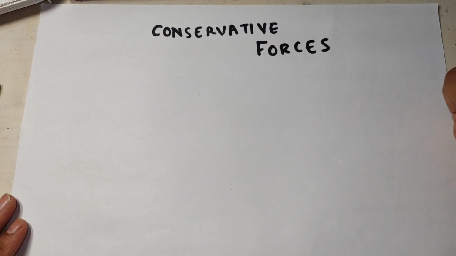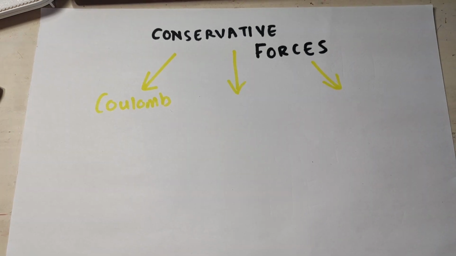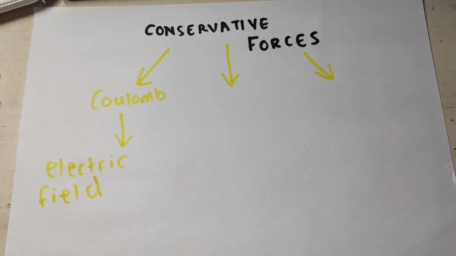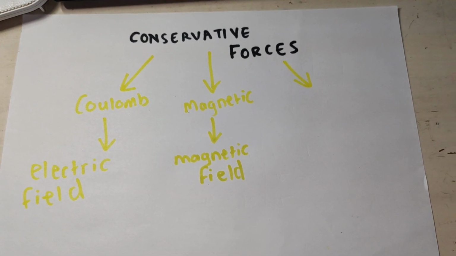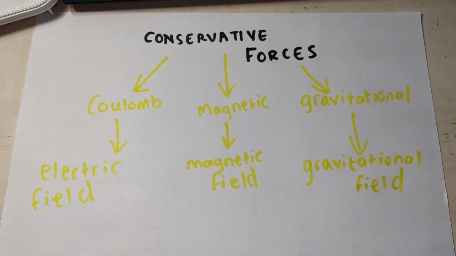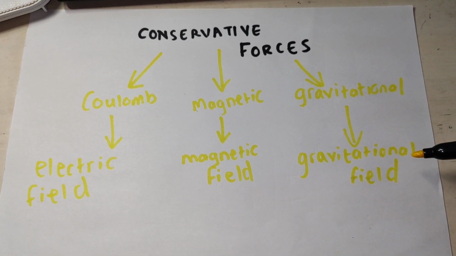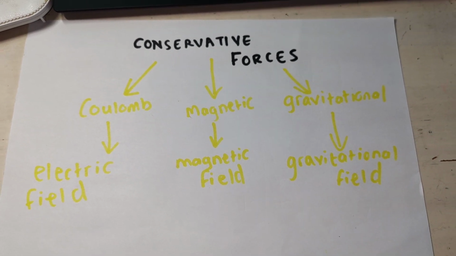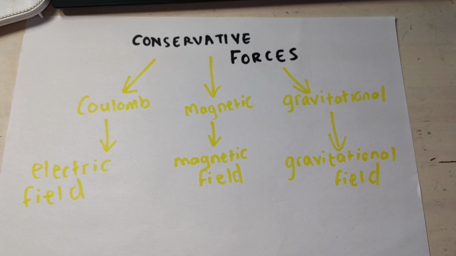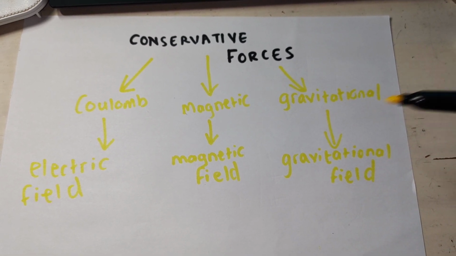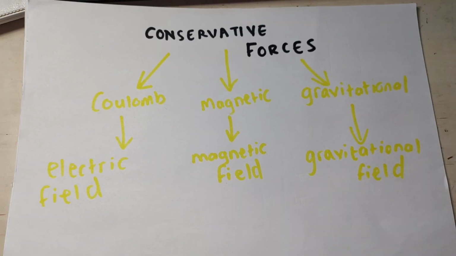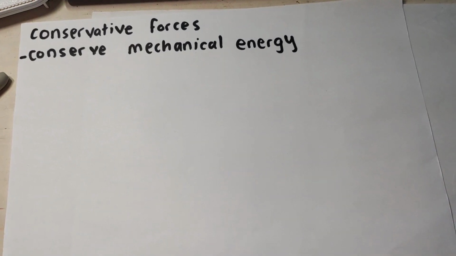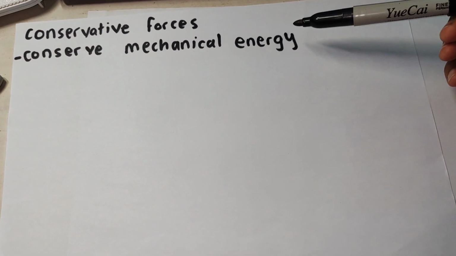Now, conservative forces are mainly your field forces, such as your Coulomb force, that acts in an electric field, your magnetic force that acts in a magnetic field, and your gravitational force that acts in a gravitational field. Note that because all of these forces act within a field, the work done by them only depends on the initial and final positions of an object and is independent of the path taken. We will be focusing mainly on the gravitational field in our study of mechanics. It's important to note that conservative forces conserve mechanical energy.